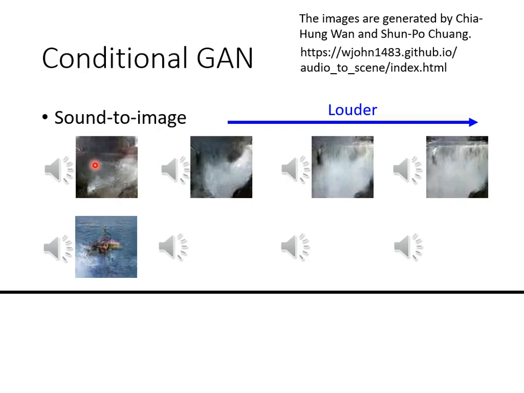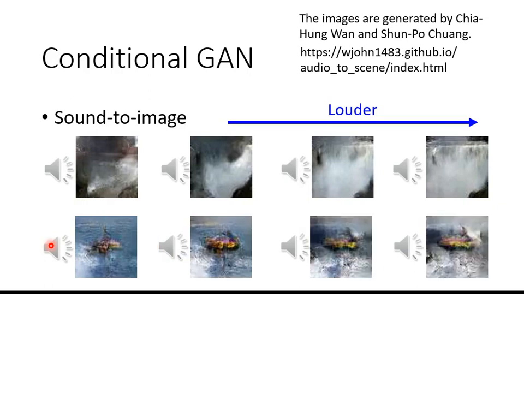You will find that there are more and more splashes in this stream. It becomes Niagara Falls from a creek. The same for the speedboat example. Just make the speedboat's voice louder. Listen and see what happens. When the sound is getting louder and louder, you will find that there are more and more splashes besides the speedboat. It seems that the speedboat is driving faster and faster.